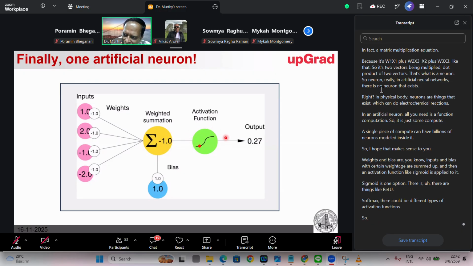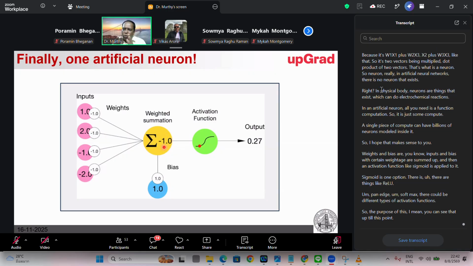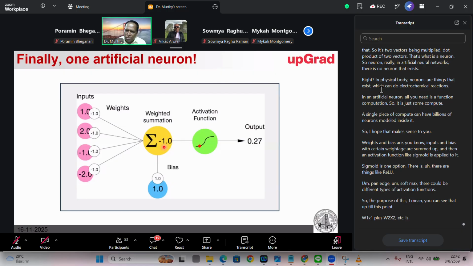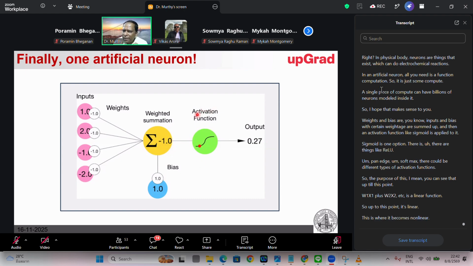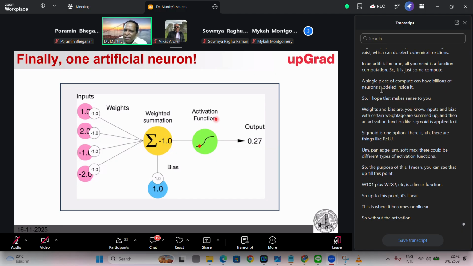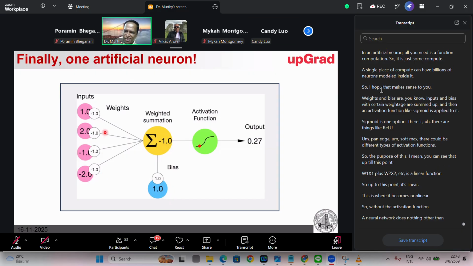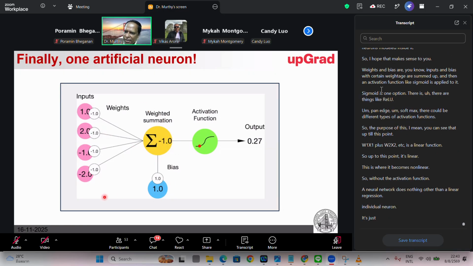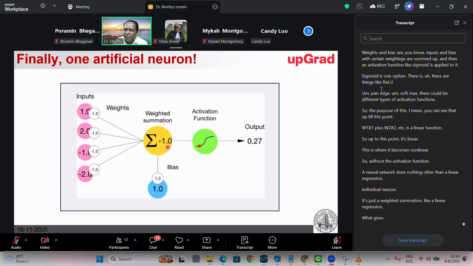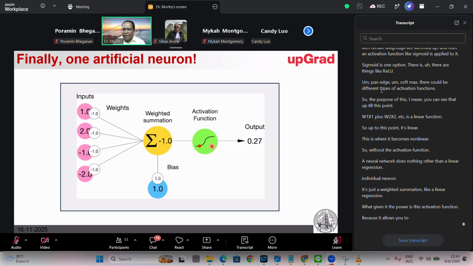So the purpose of this, you can see that up till this point, W1x1 plus W2x2, etc., is a linear function. So up to this point, it's linear. This is where it becomes nonlinear. So without the activation function, a neural network does nothing other than a linear regression. Individual neuron, it's just a weighted summation like a linear regression. What gives it the power is this activation function, because it allows you to get nonlinearity into the learning.